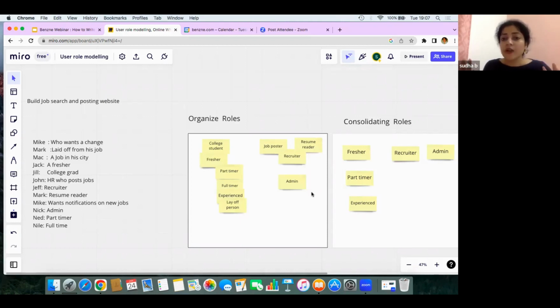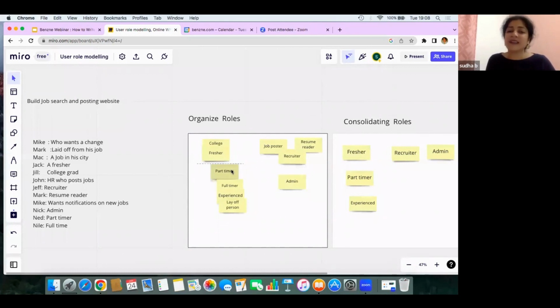Now I want to find out if there are certain roles which are overlapping. Do they share the same characteristics? Is there any relationship between the roles? So what I've done is college student and fresher. For me, I know that they have overlapping characteristics. They're going to search the same way. Their goal is the same. So I'm going to merge them together.